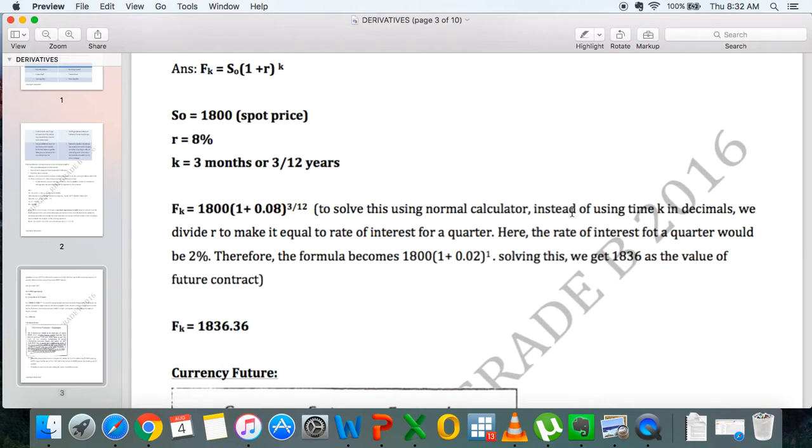So to solve this, instead of using time k in decimals, we divide r to make it equal to the rate of interest for a quarter. Here the rate of interest for a quarter would be 2%. 2% is the rate of interest for a quarter. So the equation we have derived is for a quarter. This is also for a quarter, but this is more complicated.